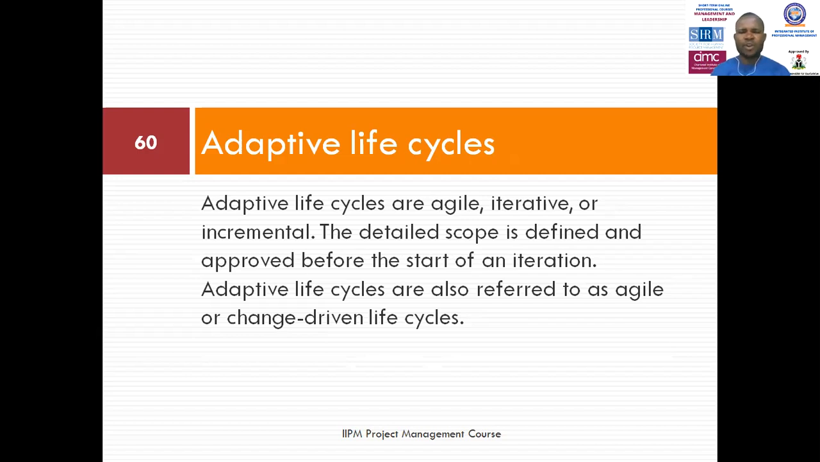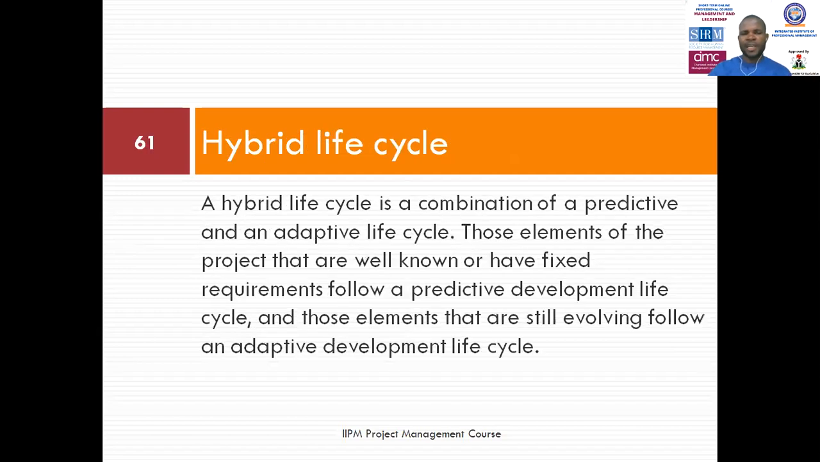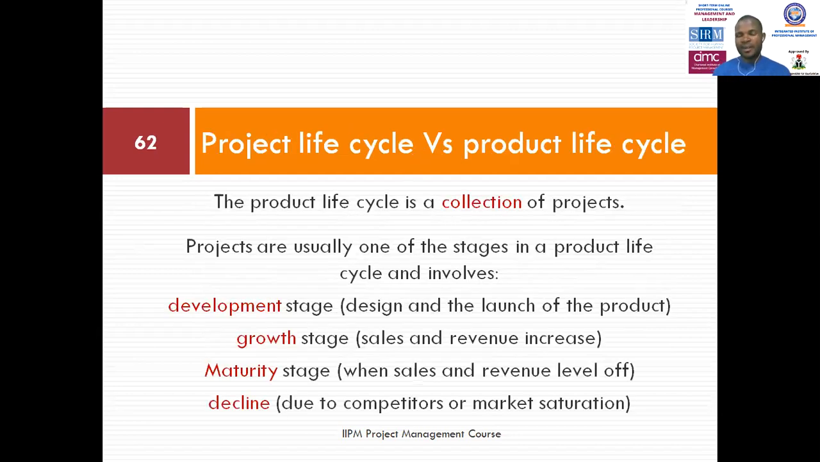Then we have the adaptive lifecycle, which we call the agile or iterative or incremental. It is most often built to easily manage change. That's the adaptive approaches. Then we have the hybrid approach, which is a combination of the waterfall and the agile approaches. So in this case, we have one traditional approach, which is the predictive approach. Then we have the evolutionary approaches, where we have the incremental, the iterative, and the agile.